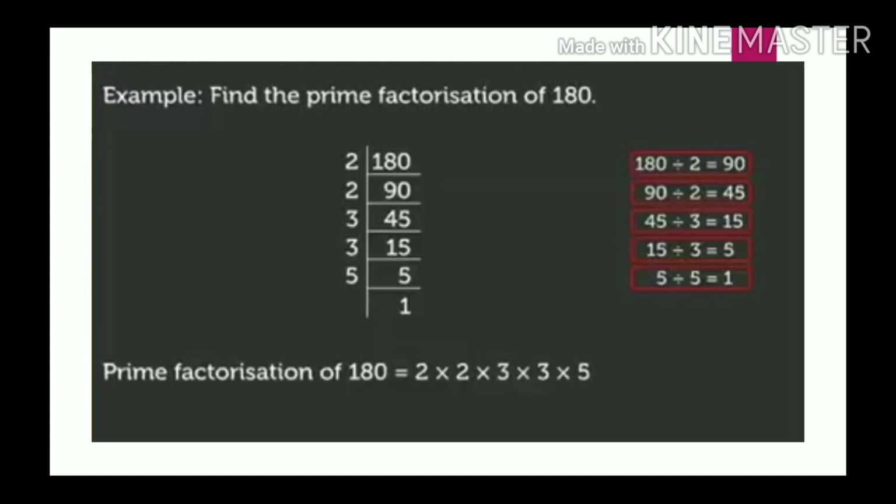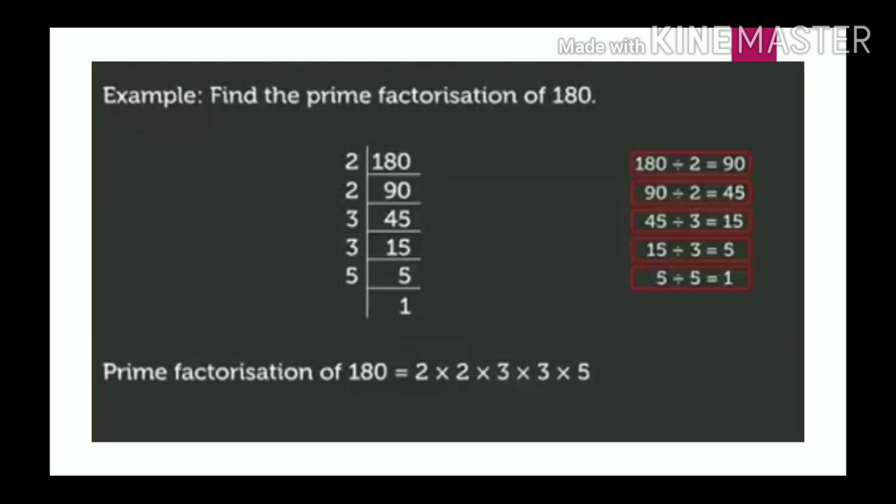So here you can see 180 is an even number and we have to divide this by the smallest prime number. The smallest prime number is 2, and 180 is even, so we can divide 180 by 2. We get 90 as quotient, so we write 90 below the 180. Again we divide 90 by the smallest prime number, and as 90 is even, we can divide it by 2. After dividing we get 45.